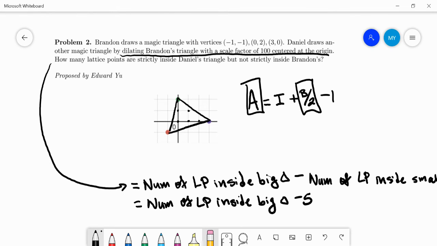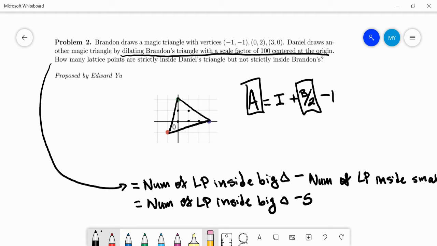At first, calculating this boundary point condition is really scary, because we could explicitly compute the equations of the lines. But that seems really nasty, and even if we did, we might have messed up arithmetic somewhere, so it might not be a safe bet. So what we're going to do is think about what this transformation, this dilation with a scale factor of 100 centered at the origin, really means.